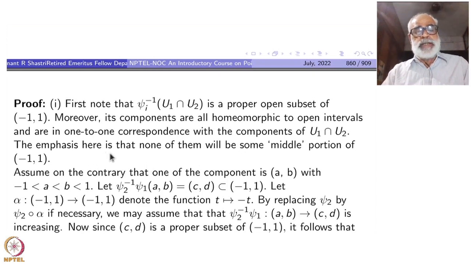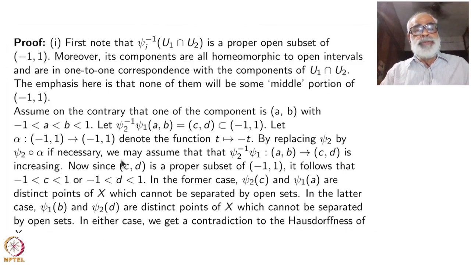The emphasis here is that none of them will be some middle portion of (-1, 1), that is, (a, b) with -1 < a < b < 1. So that is not possible. Assume on the contrary that one of the components is of the form (a, b) with -1 < a < b < 1. Okay, suppose it has happened. We want to say it doesn't happen. That means we have a middle portion here.